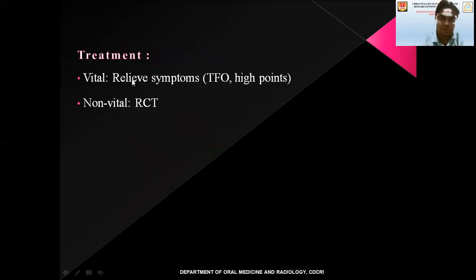Treatment: if the tooth is vital, that is, if it is because of TFO or because of high points, then we can go for relieving the symptoms. We can remove the high points. We can remove any trauma. If the tooth is non-vital, if the pulp is totally damaged, then we will go for the RCT.